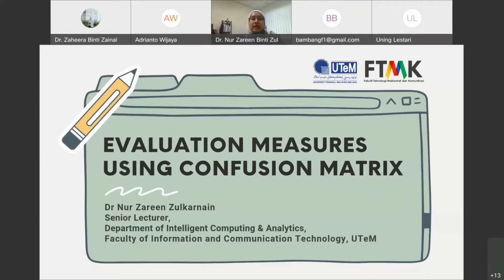So basically, today's session wouldn't be too long. I would just like to share a little bit on one of the common methods that we use in testing models, which is called the confusion matrix. So today, I'm going to talk about the basic evaluation measures using confusion matrix.